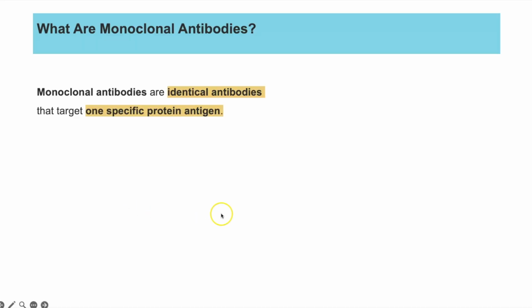So what are monoclonal antibodies? These are identical antibodies, that's the clonal part, they're identical, and they target one specific protein. And that's what the mono is, one. So identical antibodies that target one specific protein antigen. They're used to identify or treat specific cells in the body.